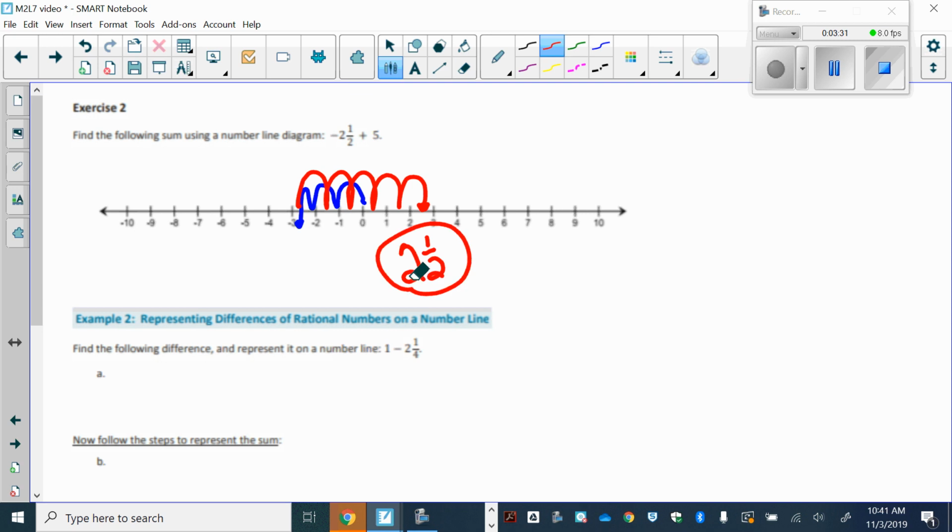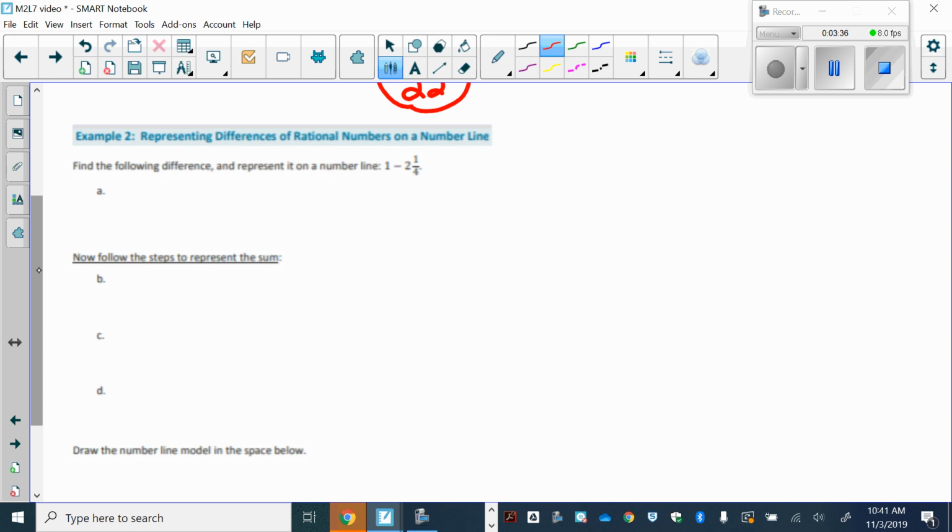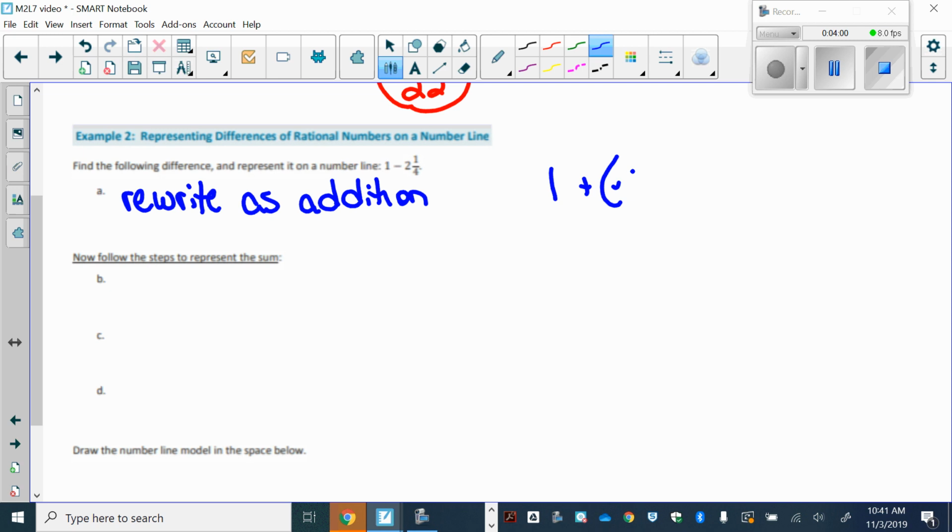How did you do? Find the following difference and represent it on a number line. 1 minus 2.25. First thing I'm going to do, rewrite as addition. 1 plus negative 2.25.